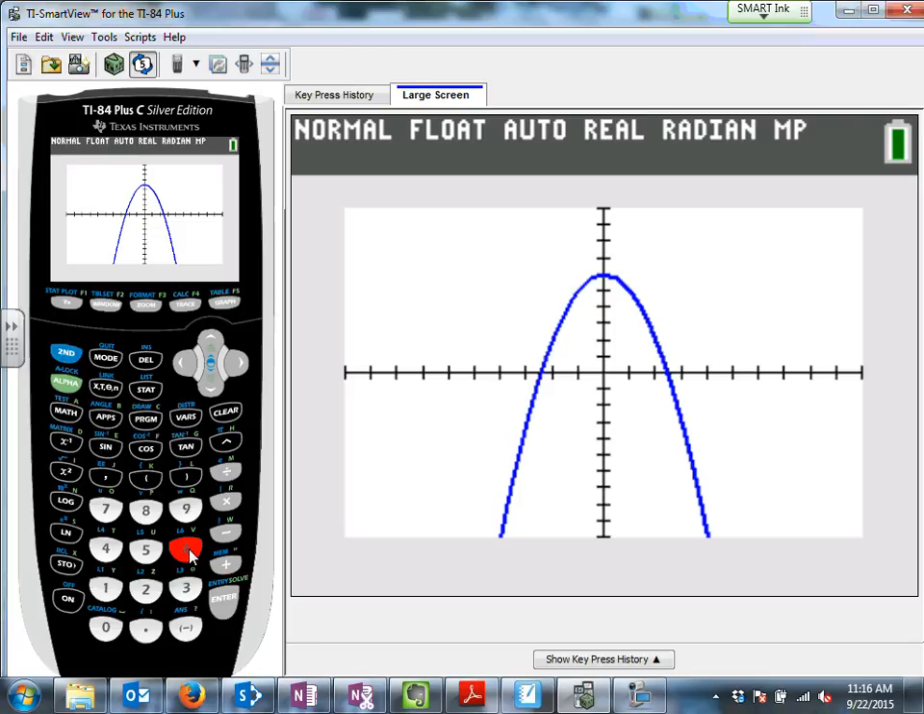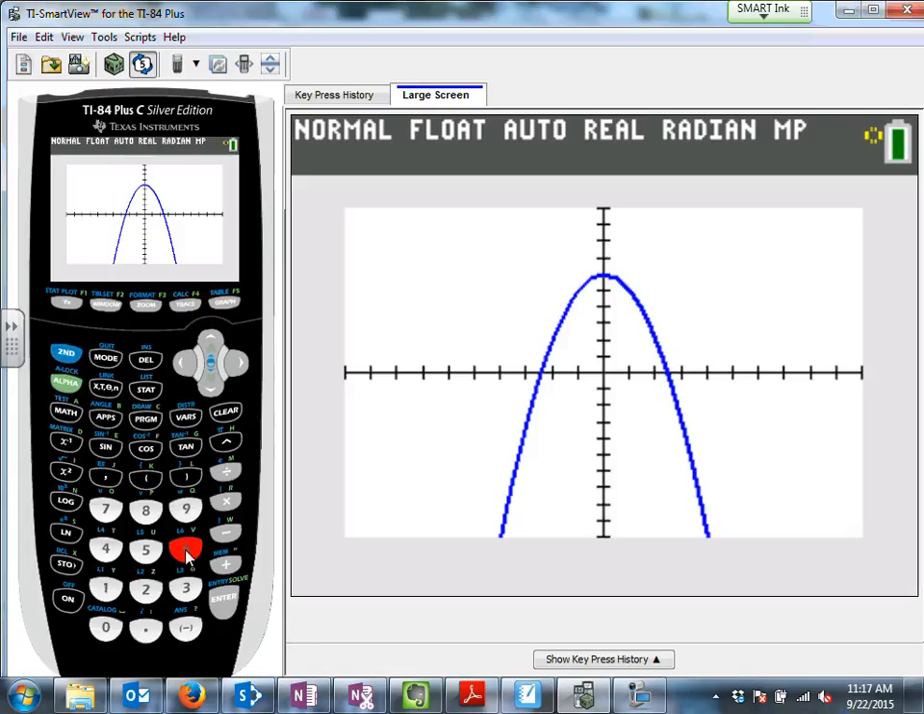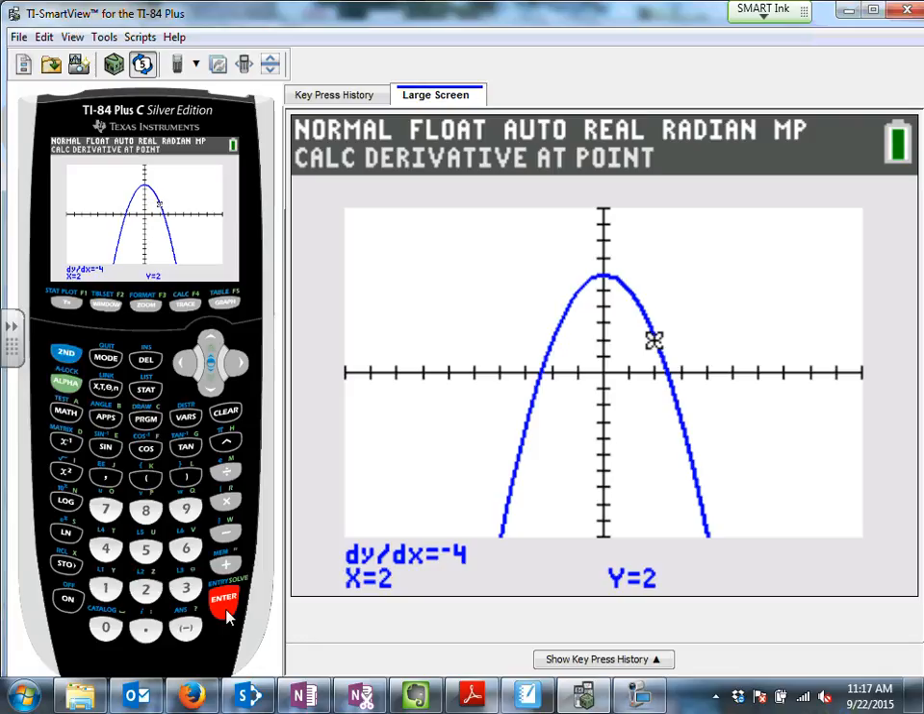The first thing I'll show you: there are 2 ways to find a derivative. The first way, since I already have this graph on here, I can find it using the graph. If we graph the function and press second calculate, what do you see in there? dy/dx. So if I press second calculate 6, and I want my derivative at 2, enter, our derivative is negative 4.